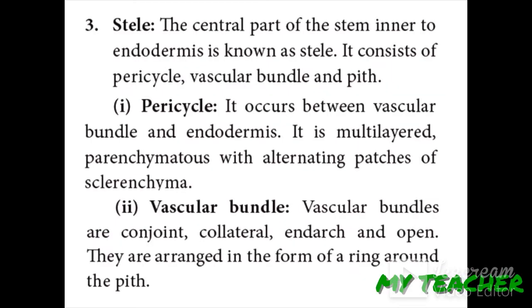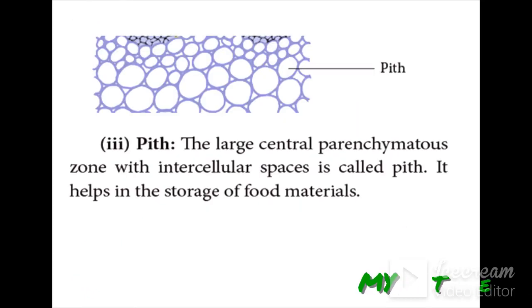Stele, the central part of the stem, inner to the endodermis is known as stele. It consists of pericycle, vascular bundle and pith. Pericycle occurs between vascular bundle and endodermis. It is multi-layered parenchymatous with alternating patches of sclerenchyma. Vascular bundle, they are conjoined, you know the term, collateral, endarch and open. They are arranged in the form of a ring around the pith.